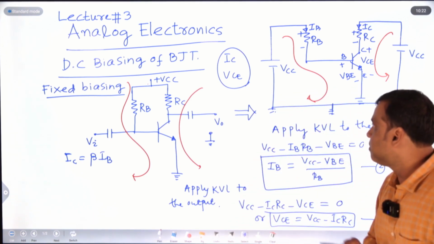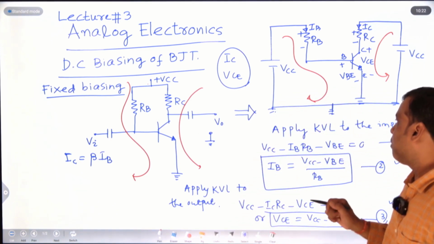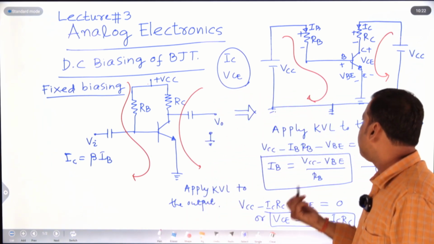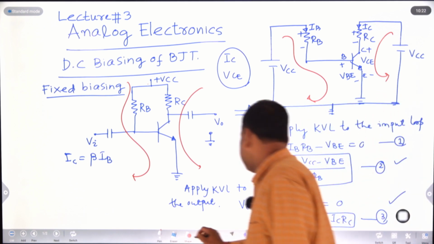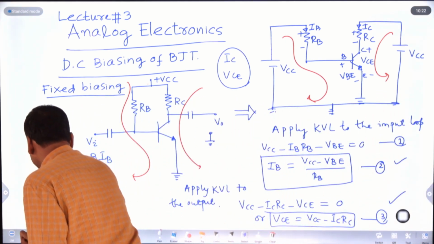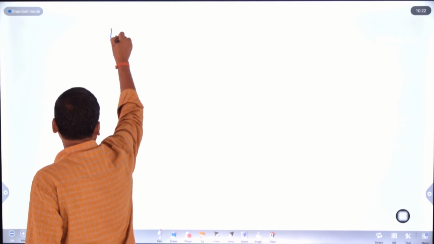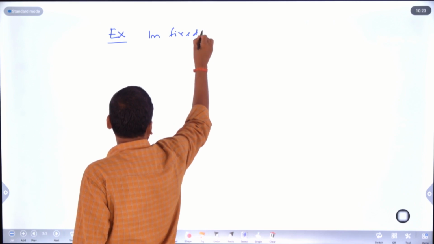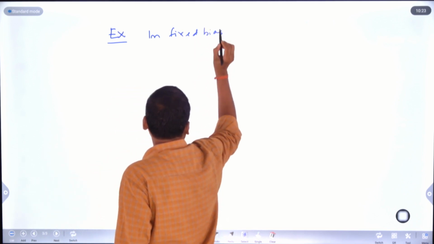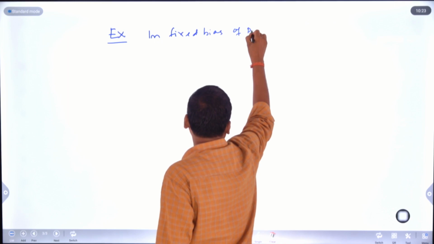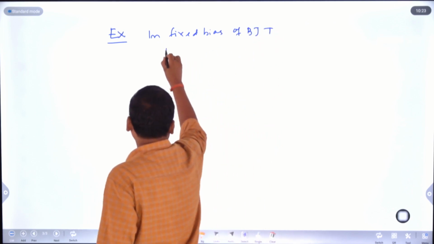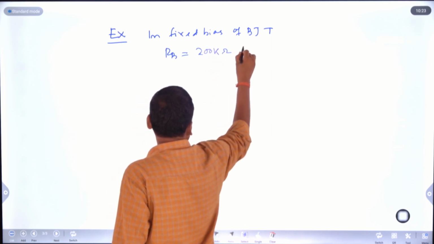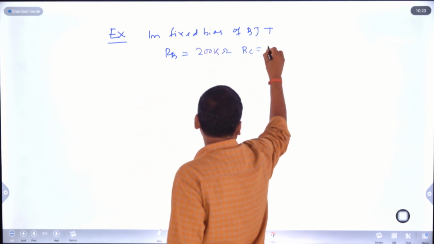The question may be asked in your semester examination or in competitive examinations. On fixed biasing schemes, the values of RB, RC and VCC are given, and you have to find the unknown values. For example, we will discuss one example in a fixed biasing scheme. In fixed bias of a bipolar junction transistor BJT, suppose RB equals 200 kilo ohm and RC equals 2.2 kilo ohm.